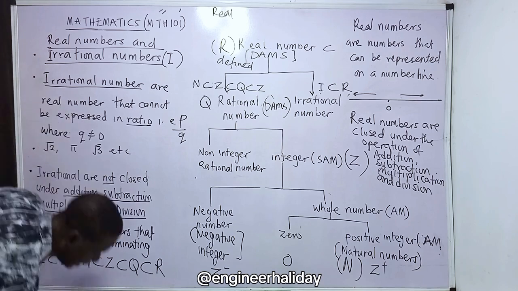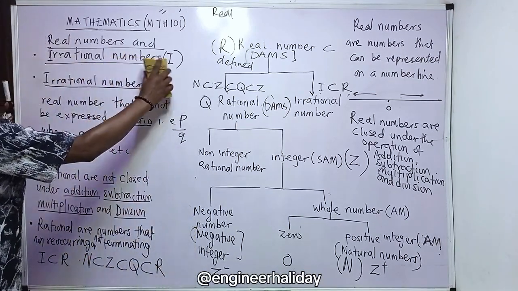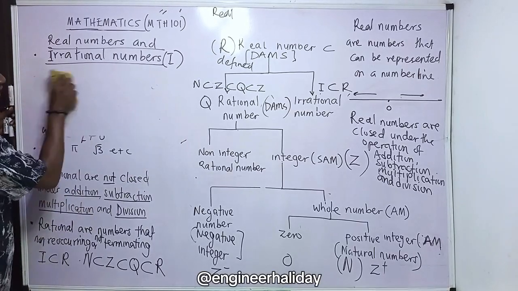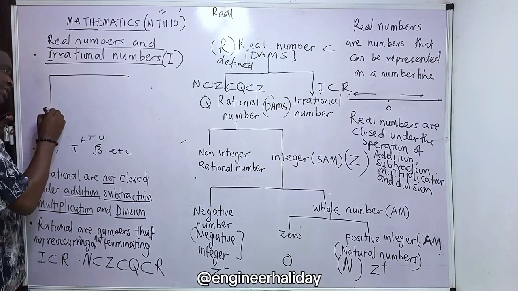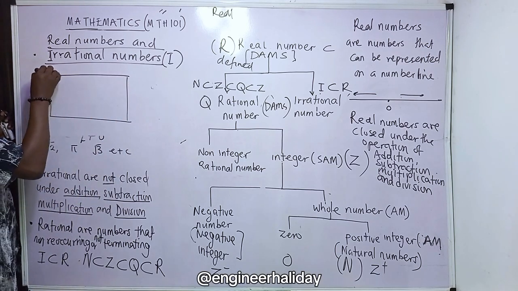I think I've explained it, so let me clean this side because that's our chart. Now, if I want to draw, let me say this is real number. Real number is the universal set.